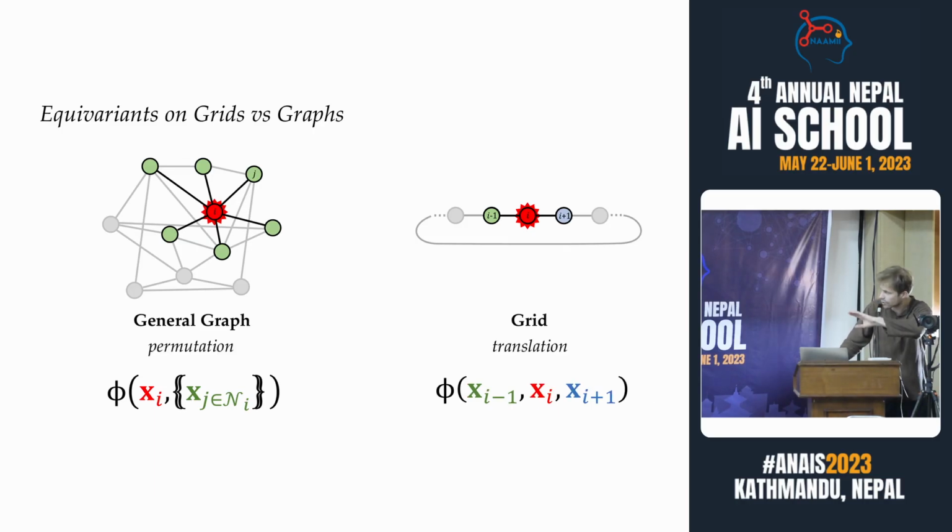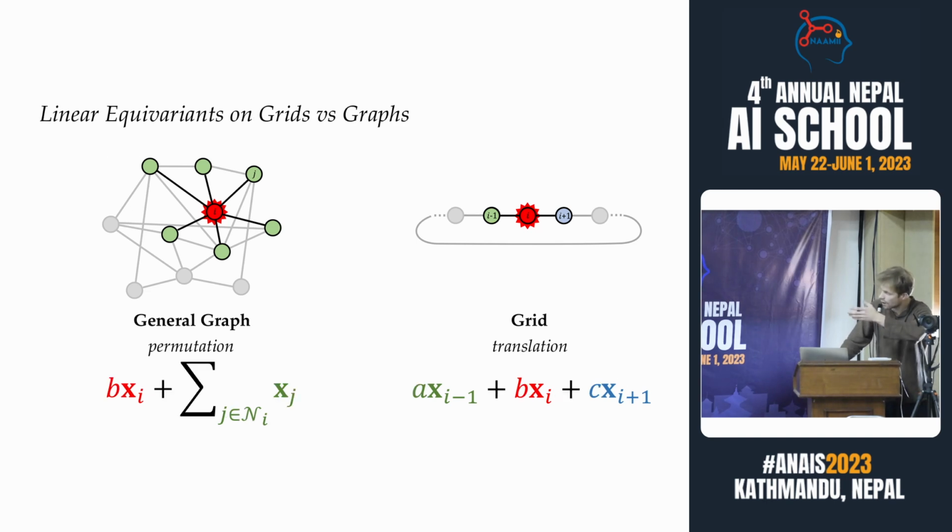So permutation for graphs and translation for grids. And as we saw, for graphs where you have the permutation group, you have 2 kinds of parameters, the red ones, which are for yourself, and the green ones, which are for your neighbors. Whereas in the grid, you'll have a right neighbor and a left neighbor. And if you were to look at non-local convolution, maybe with a bigger receptive field, you'll have more parameters. But now you can think about further and further neighbors, right?